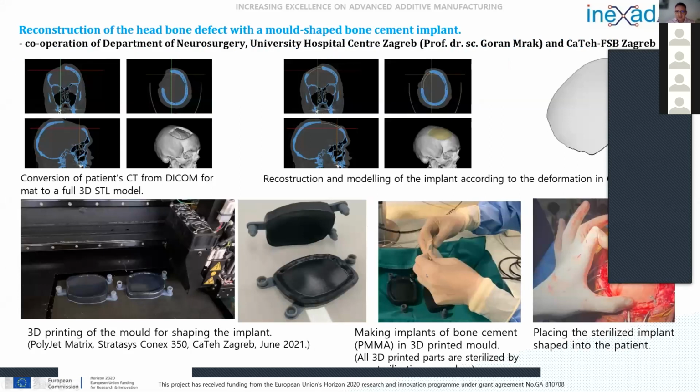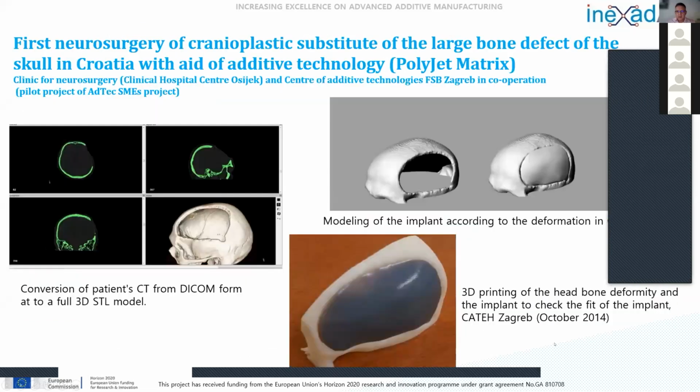So this is the first case for our. This was the last case. Excuse me. This was the last case that we finished in June of this year, but this is the first case that we finished in October 2014. And this is the case from which we learned a lot.